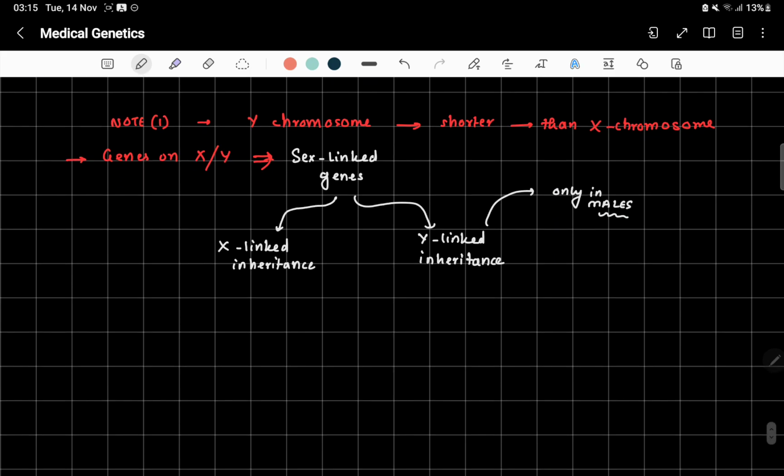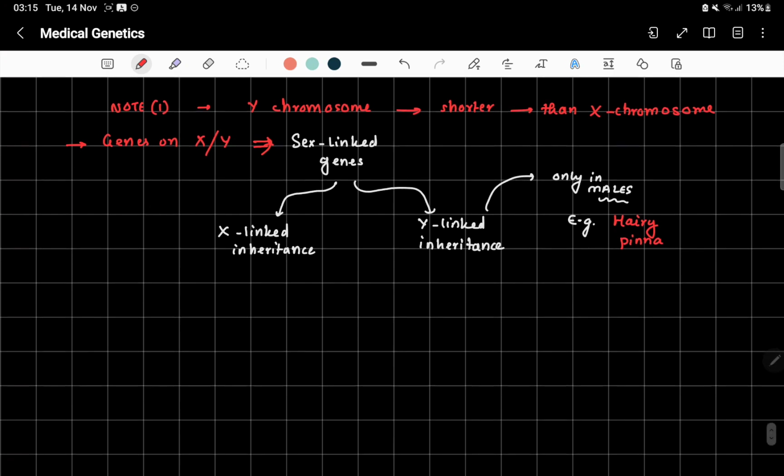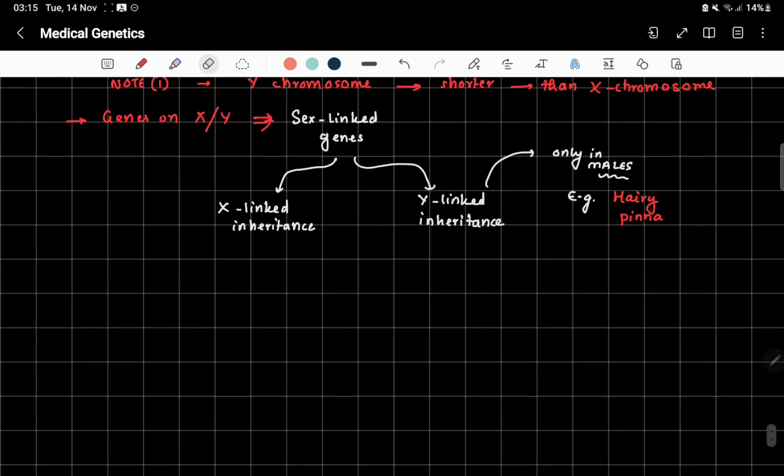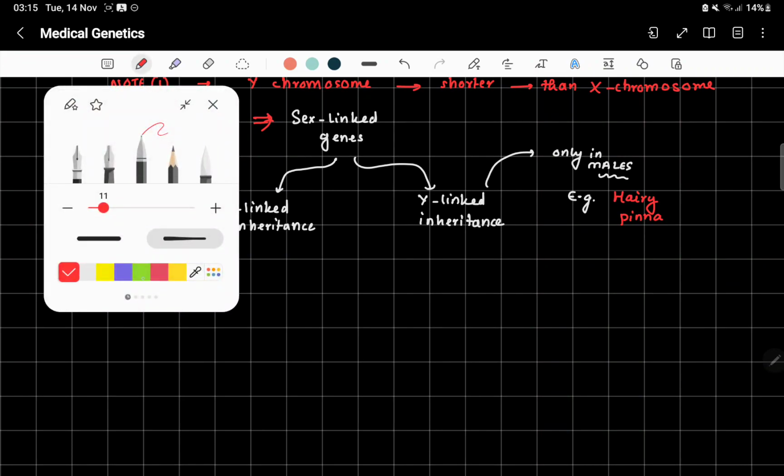For example, hairy pinna. This is a Y-linked inheritance disorder. The X-linked inheritance may be dominant or recessive. It is primarily observed in males, but it can be observed in females also. But Y-linked inheritance is observed only in males. Sorry.